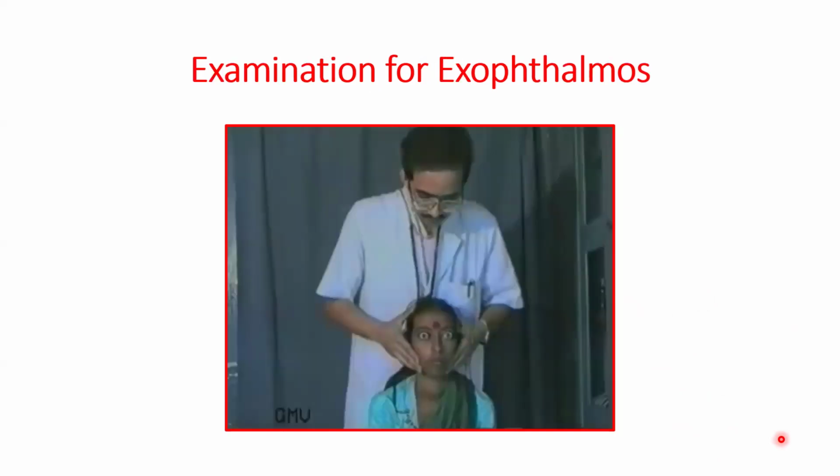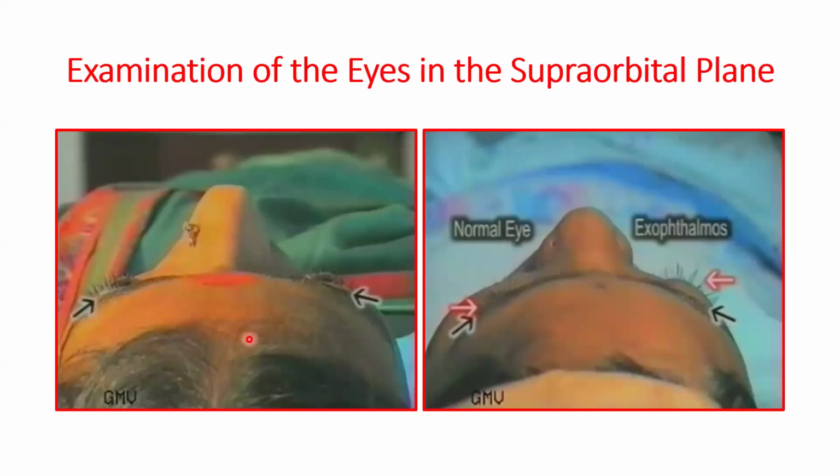And the other way is to examine the patient through this technique. You stand behind the patient who is sitting on a stool at a lower level than you, and you look at the patient's eyes from a supraorbital plane like that. Normally, you can only appreciate the supraorbital ridge and the nose. But if there is exophthalmos, like in this patient, you will be able to see the eyeball bulging from underneath the supraorbital ridge, like here. Here there is unilateral exophthalmos, and here there is bilateral exophthalmos. Is it clear?